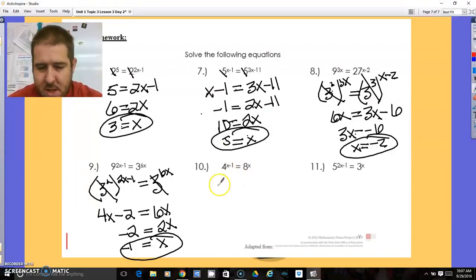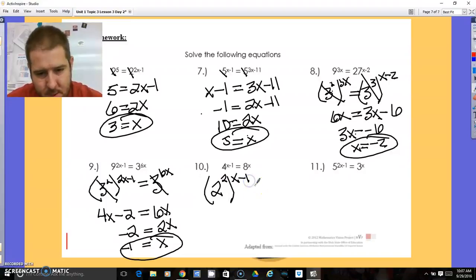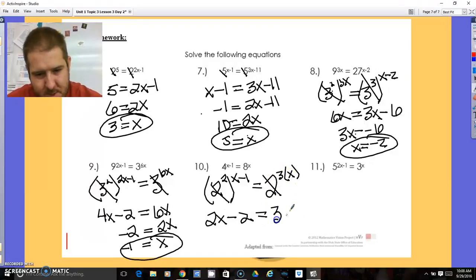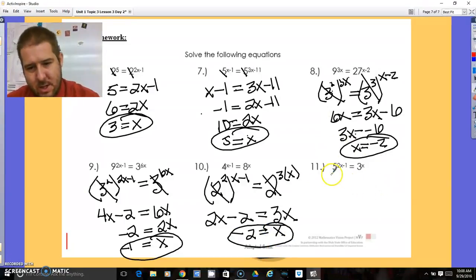Great. Number 10. Change both to base 2. 2 to the 2nd power is 4. Leave the x minus 1 there. 8 is the same as 2 to the 3rd power. Leave the x there. Cross off your bases that are the same. 2 times x is 2x. 2 times negative 1 is negative 2. Yeah, this might be my longest video yet. I'm already at 12 minutes. 3 times x is 3x. Subtract 2x from both sides. That leaves you with negative 2 equals x. Done.